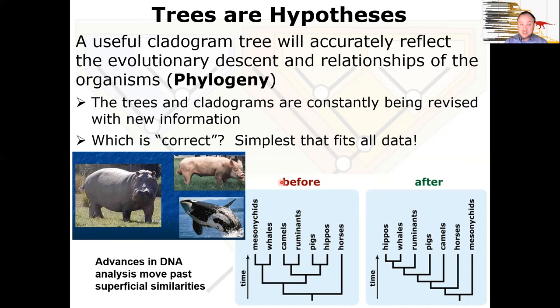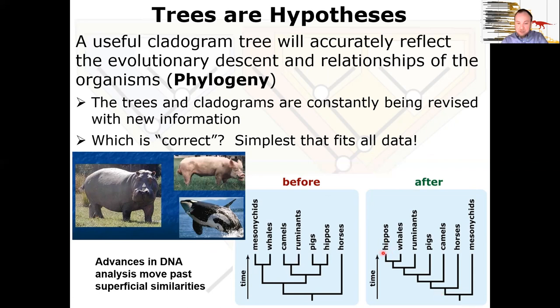And so in this interpretation, hippos and whales are evolutionarily fairly distant from each other, and they're much closer to pigs based on their superficial similarities. This was a hypothesis. This hypothesis has since been shown to be wrong based on DNA evidence. So as we have advanced in our understanding of genetics and DNA, and our technology for sequencing DNA, and our ability to process and filter all that data, this is the new cladogram.